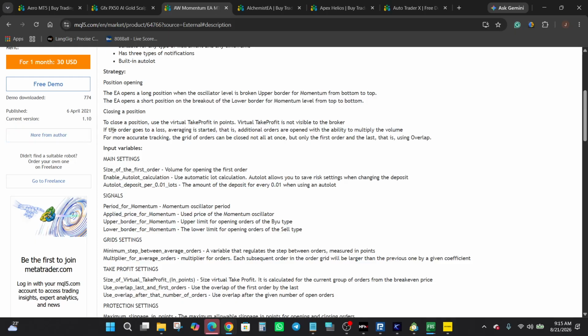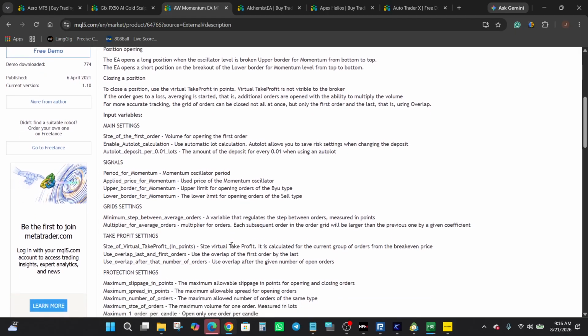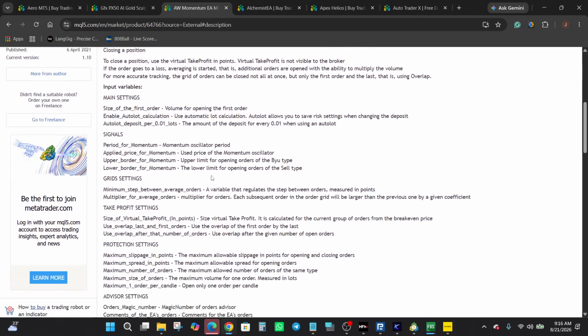So now moving into the settings. Okay, the first section covers the initial order size and the automatic lot calculation. All right, so the auto lot option is described as a way to maintain the risk setting when the deposit changes. The momentum settings allow the user to configure the indicator period, applied price, and the upper and lower levels used for buy and sell signals.